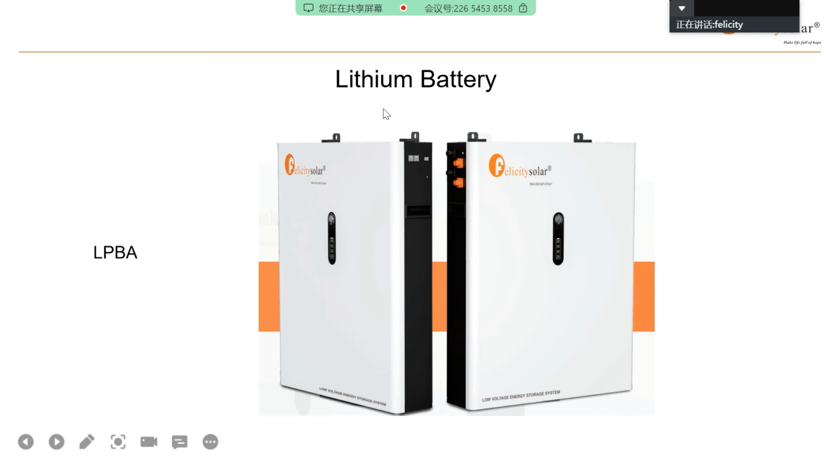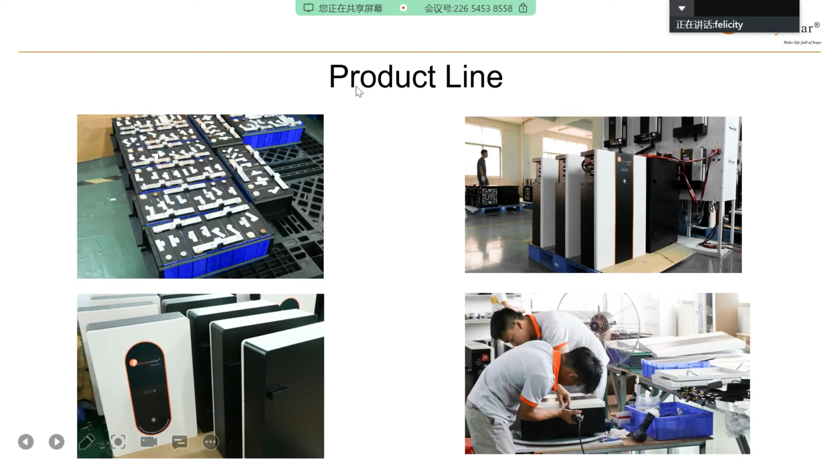LPPA is our top-class lithium battery in Felicity, the first class, or class 1, lithium battery. Okay, LPPA. And here is the product line.